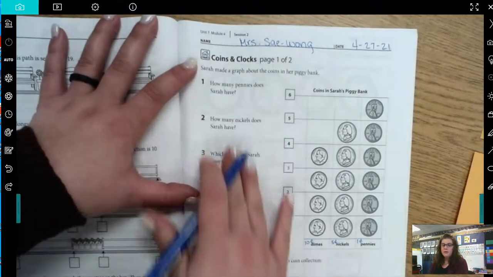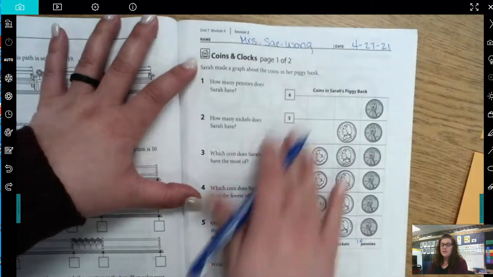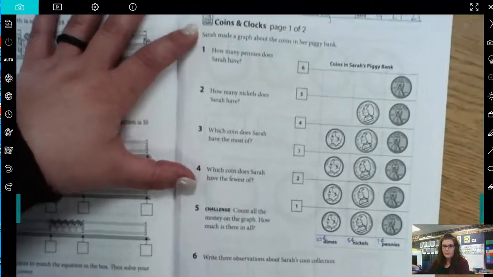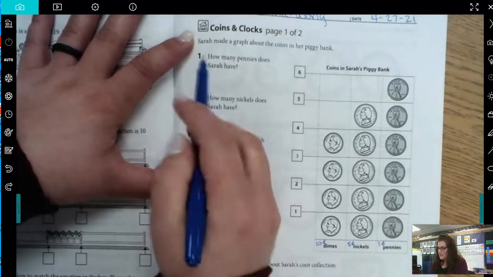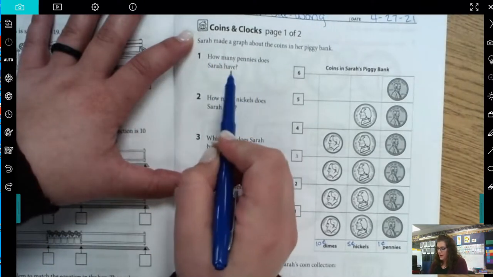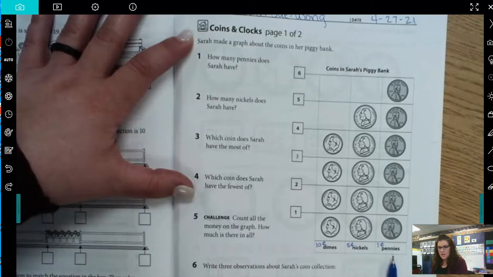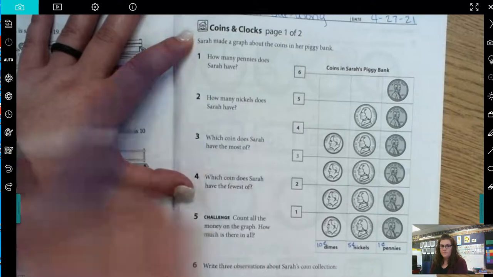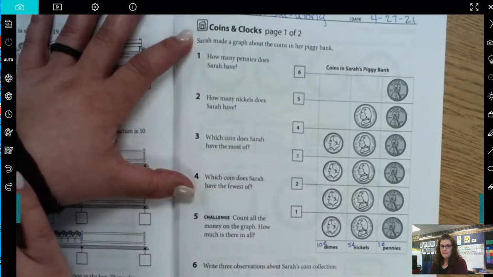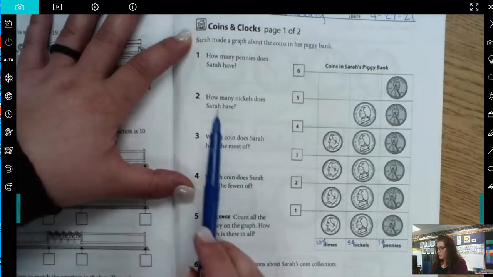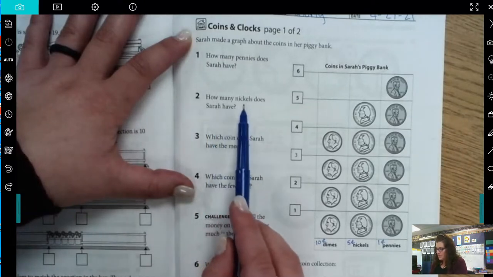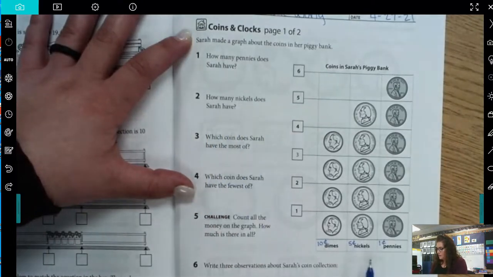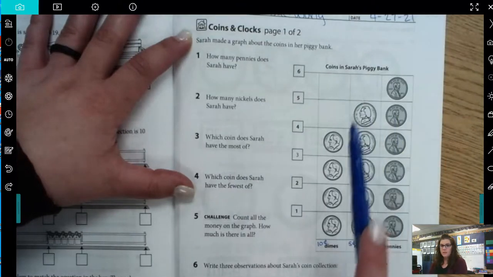So now we need to go through and answer all of the questions using the information in our graph. Number 1 says, how many pennies does Sarah have? So here is our pennies column. I need you to count how many pennies there are and write that answer here. Okay, number 2. How many nickels does Sarah have? So you need to answer that question. How many nickels are in her graph?